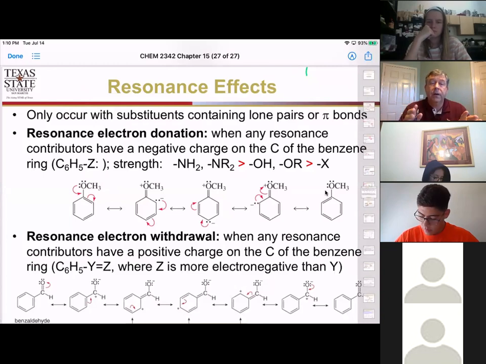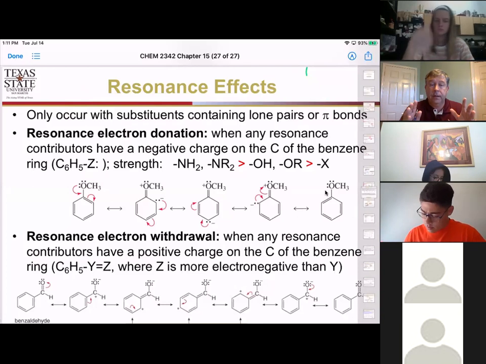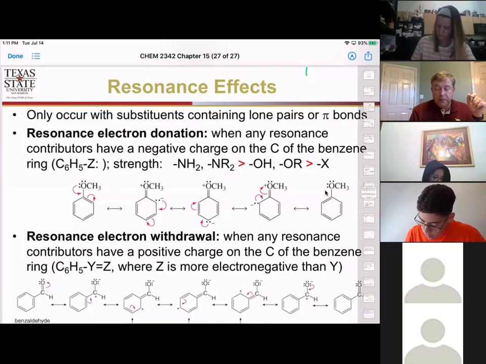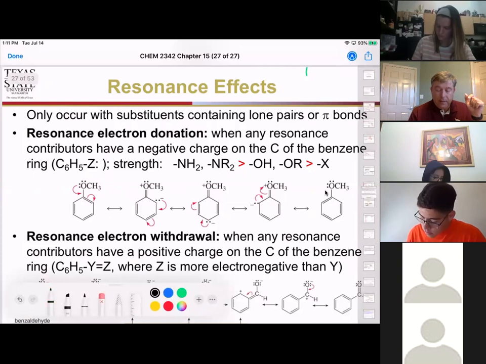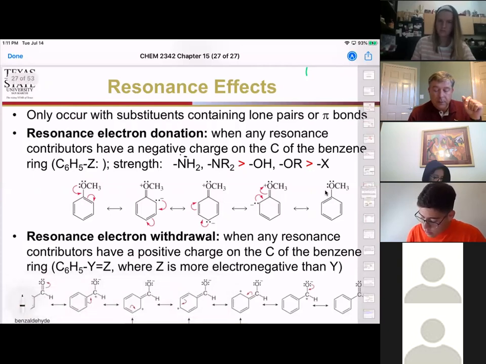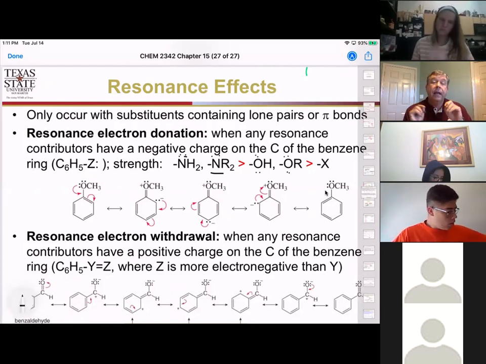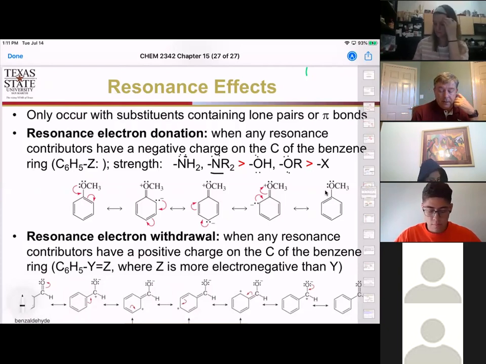The first one I want to talk about is resonance electron donation. Resonance electron donation happens with any species you think of that has a lone pair on it that is next to the benzene ring. Like amines, there are 2 lone pairs on this alcohol, there are 2 lone pairs on this ether oxygen, and even the lone pairs on halogens can contribute to resonance electron donation. So what does that look like?